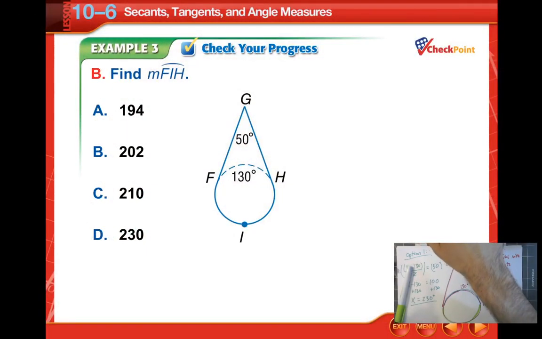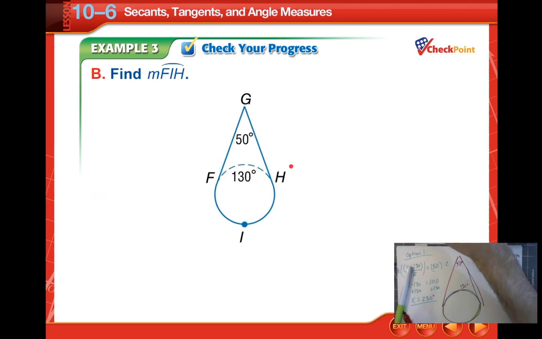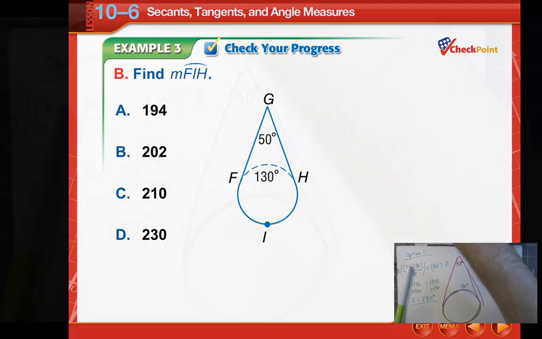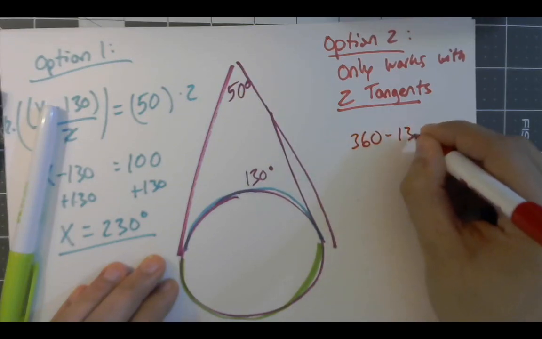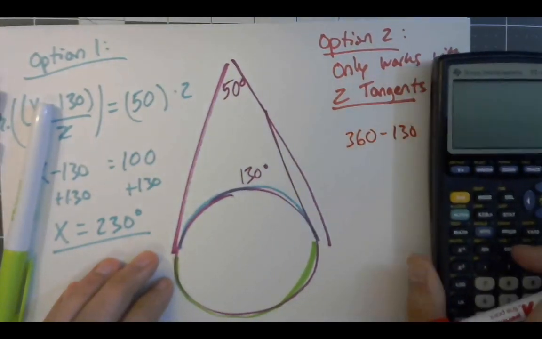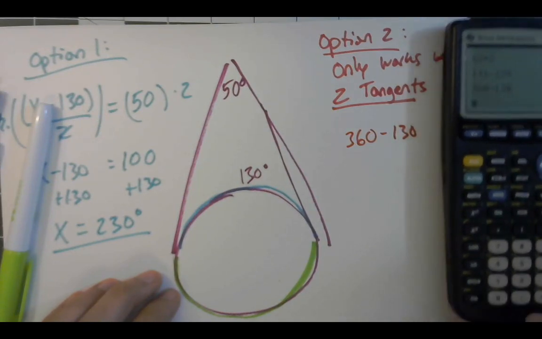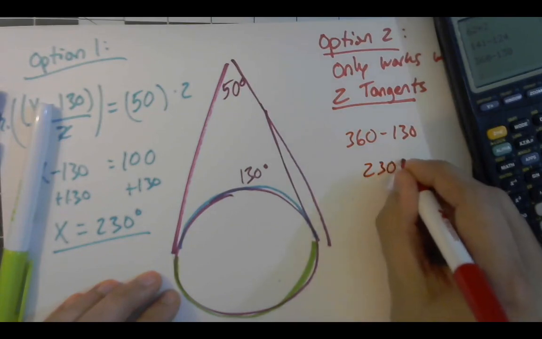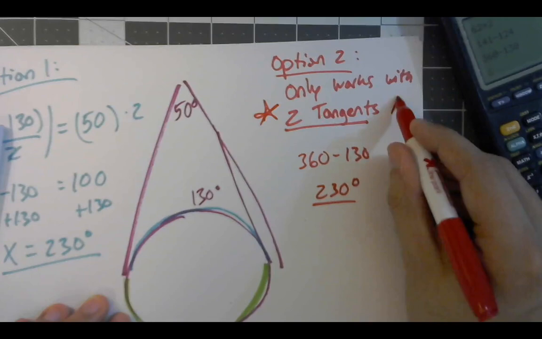If I show you one of the problems from before, you see we're not using from P to Q and from T to S. But in this case, we are using all of the circle. So I can do 360, take away 130, and that should get me 230 degrees. Once again, only works when you have two tangents.